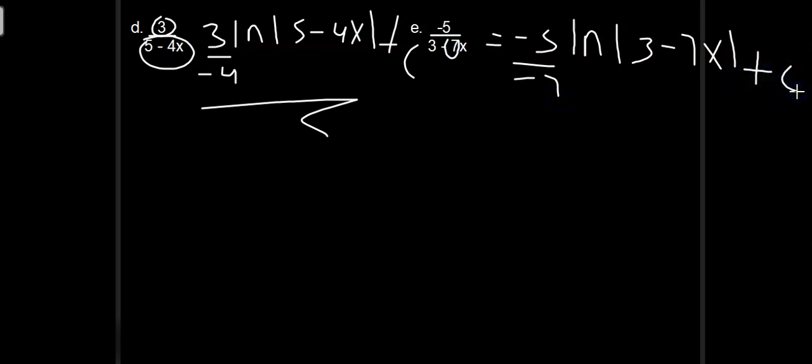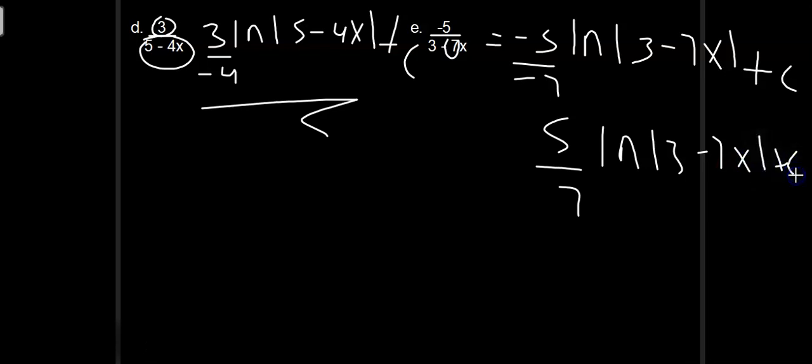So negative by negative, it will be positive. So it will be 5 over 7, the whole ln 3 minus 7x plus c. So this is it, and we're done. So this is all you have to do.